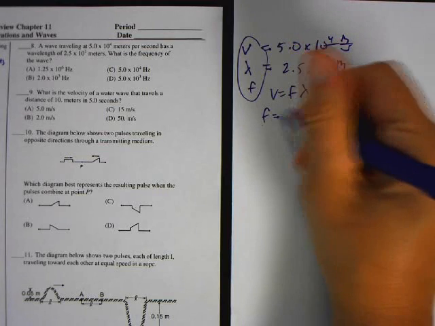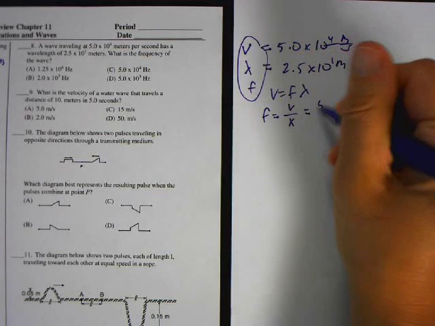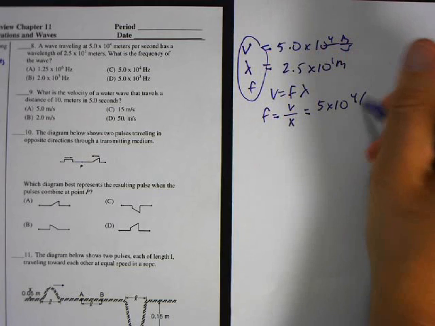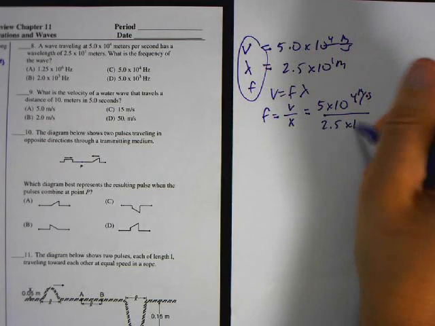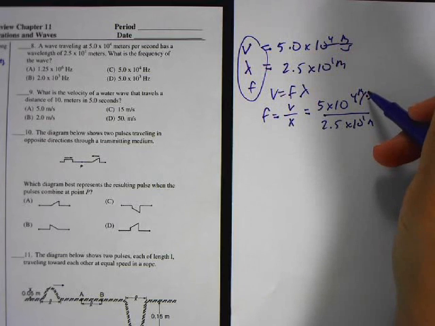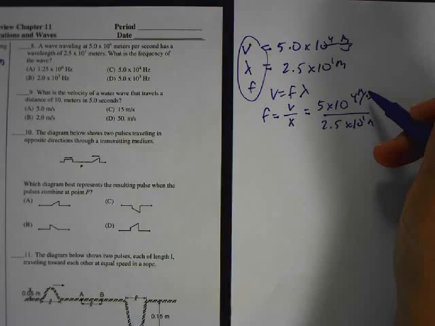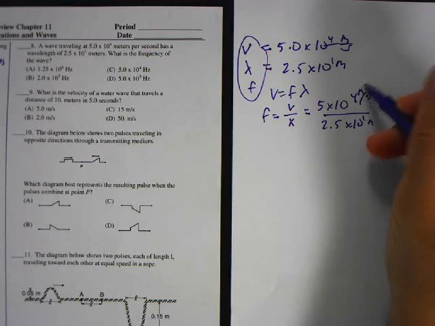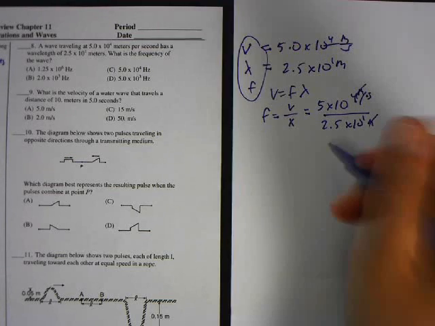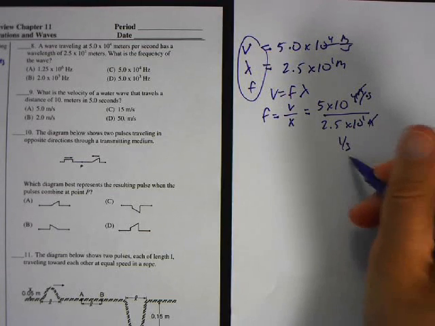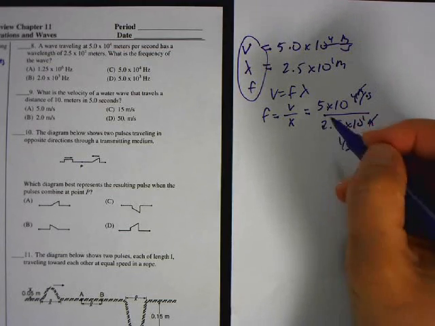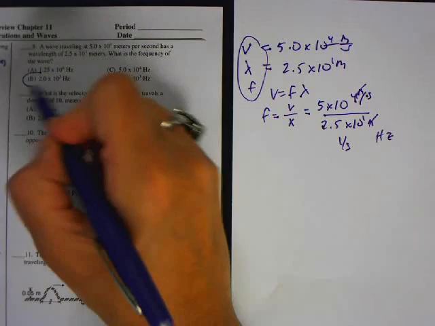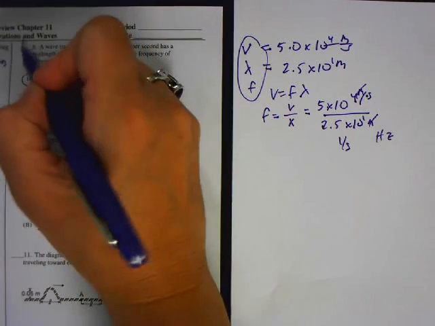So f is equal to v over lambda, so it's 5 times 10 to the 4 meters per second, divided by 2.5 times 10 to the 1 meters. So what happens here is that this meter cancels with that. My unit is 1 over a second, which is the correct unit for hertz. And then this divided by this numerically comes out to be choice B, 2 times 10 to the 3 hertz.